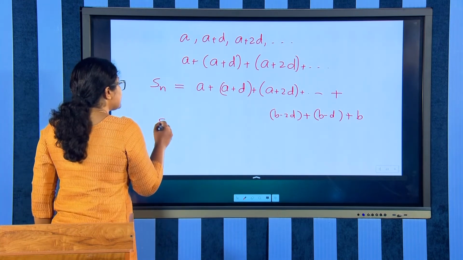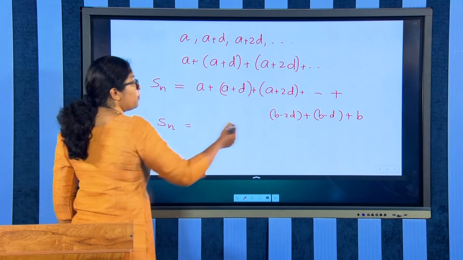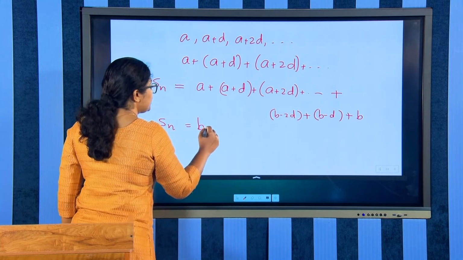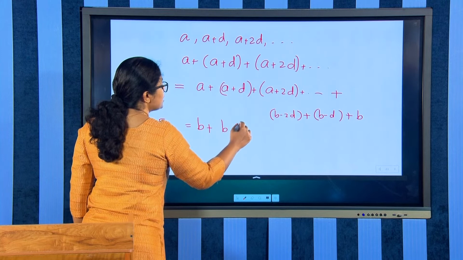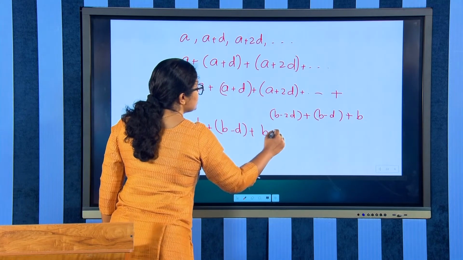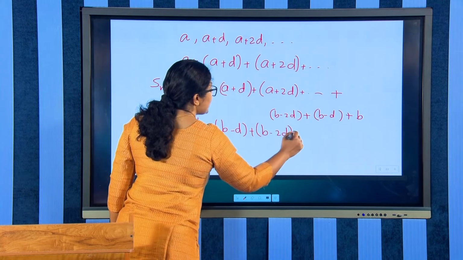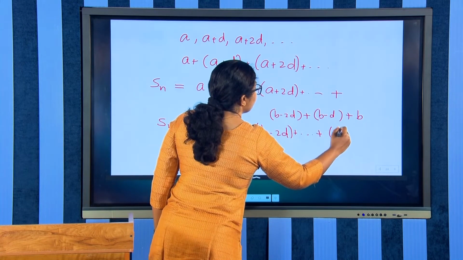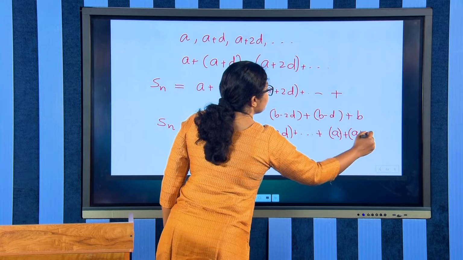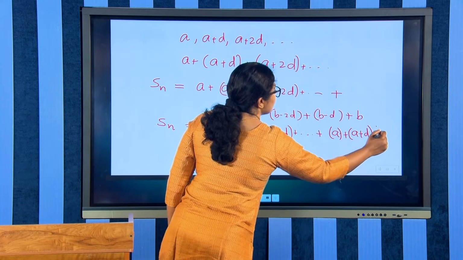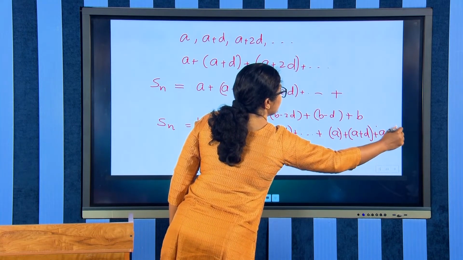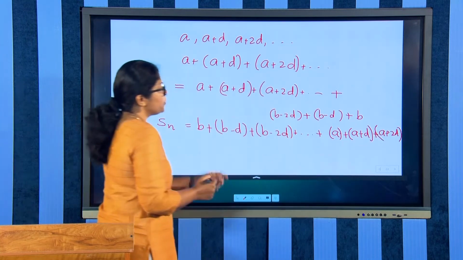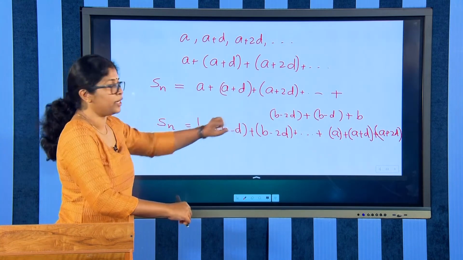So, again Sn can be written in this form, starting with b, then b minus d, b minus 2d, plus etc., up to a plus d, plus a plus 2d, by writing in the reverse order.